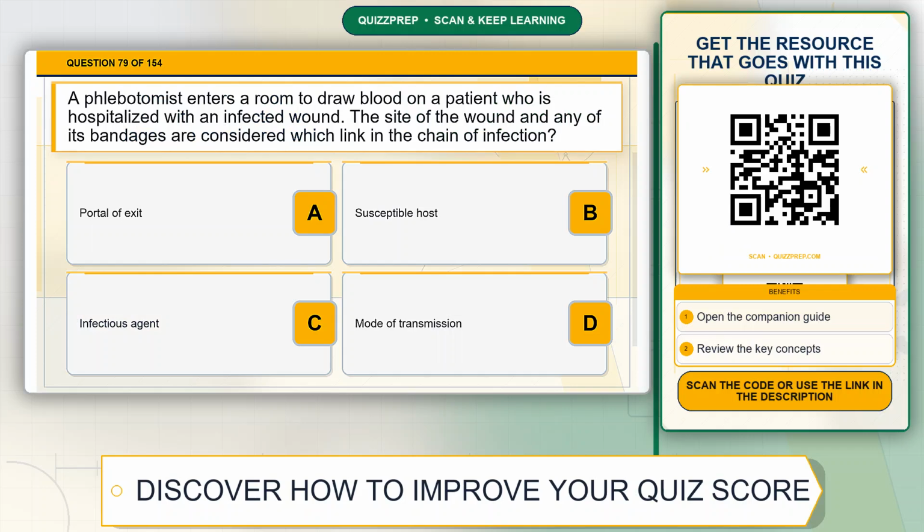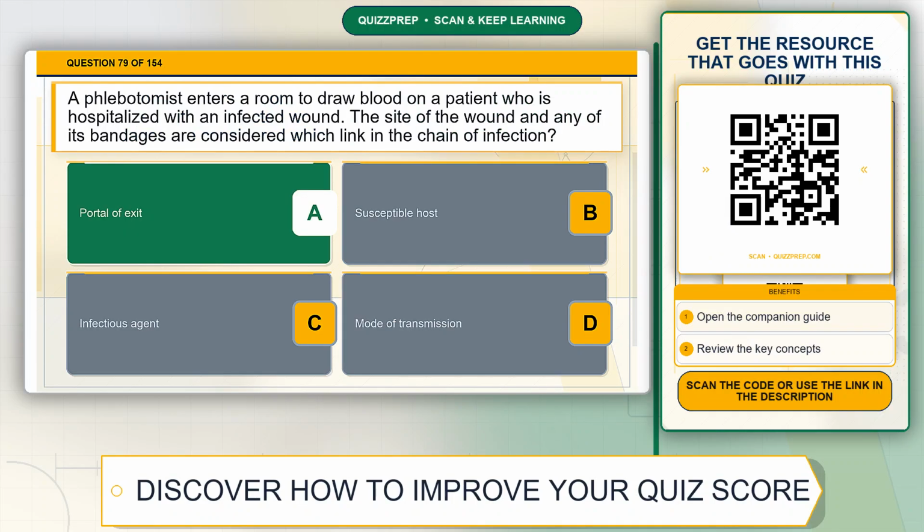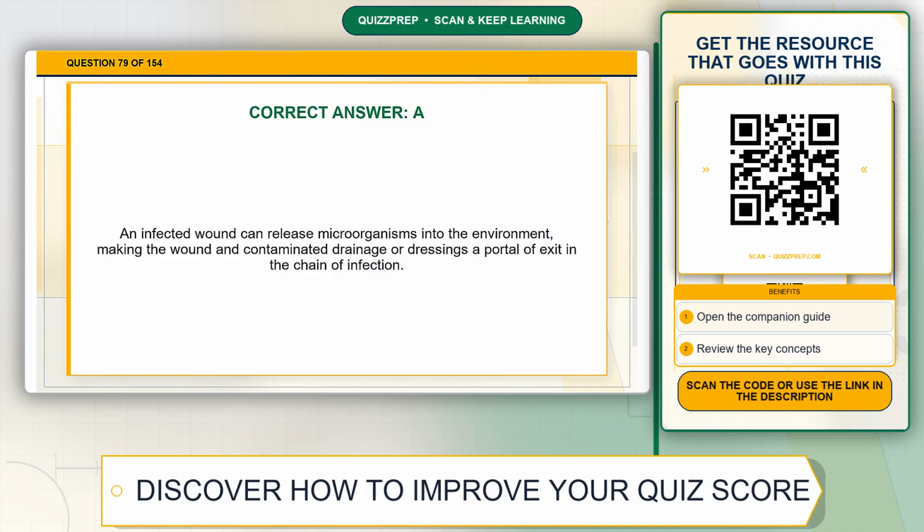Question 79. A phlebotomist enters a room to draw blood on a patient who is hospitalized with an infected wound. The site of the wound and any of its bandages are considered which link in the chain of infection? Option A, portal of exit. Option B, susceptible host. Option C, infectious agent. Option D, mode of transmission. The correct answer is option A, portal of exit. Explanation. An infected wound can release microorganisms into the environment, making the wound and contaminated drainage or dressings a portal of exit in the chain of infection.